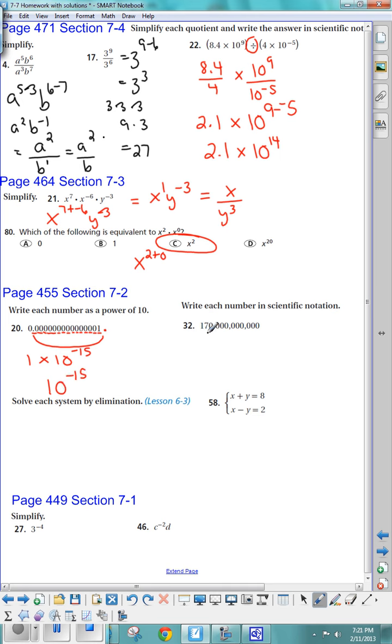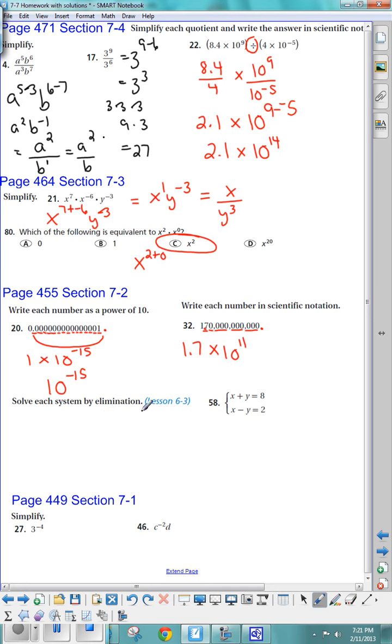If I'm going to write 170 billion in scientific notation, the original decimal starts out at the end. It's got to end up between the 1 and the 7 to be 1.7, because 1.7 is a number between 1 and 10. Then I'm going to multiply it by 10, and I have to count how many spaces I moved it. So there's 3, 6, 9, 10, 11. This is a positive 11 because 170 billion is a very, very large number. That's why I needed a positive.